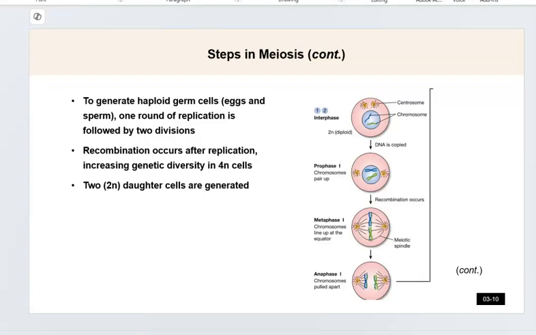Now, steps in meiosis. To generate the haploid germ cells, which are egg and sperm, one round of replication is followed by two divisions. Recombination occurs after replication, increasing genetic diversity in the four end cells. So you have two daughter cells generated. So we have meiosis 1 and meiosis 2, and they have the same stages each as the mitosis. So meiosis also has prophase, metaphase, anaphase, telophase.